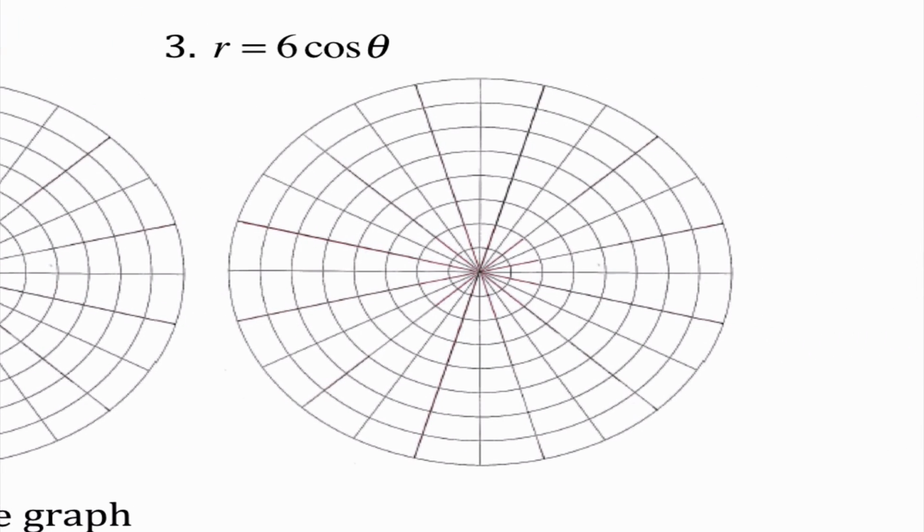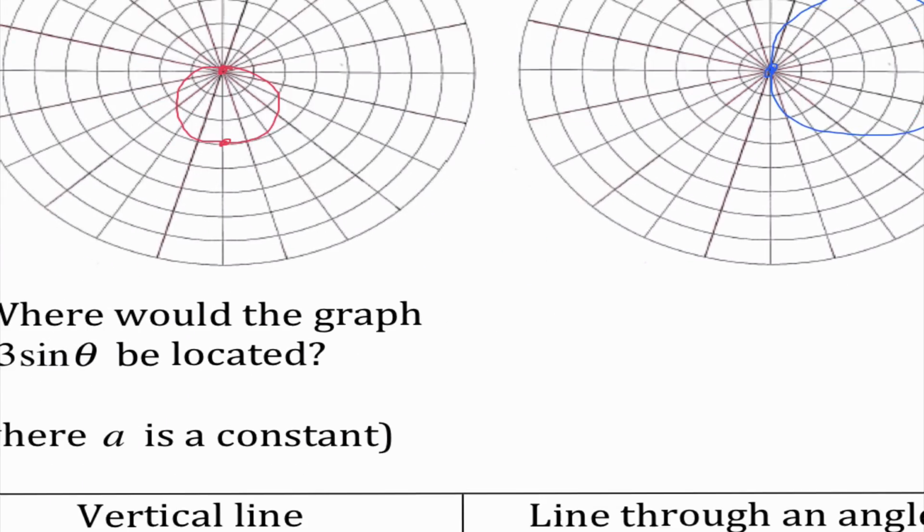Number 3, r equals 6 cosine theta. We know cosine is x. Since 6 here is positive, that means I'm going to go to the right 1, 2, 3, 4, 5, 6. And I'm also putting a point at the pole. For me, I have a tougher time drawing these circles just because with all the other circles going on, it looks weird, but that's what it would look like.